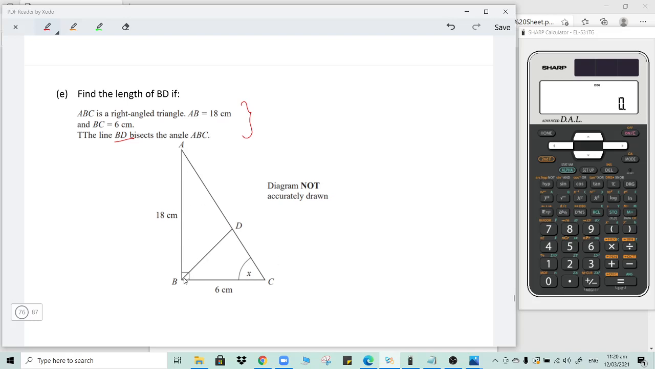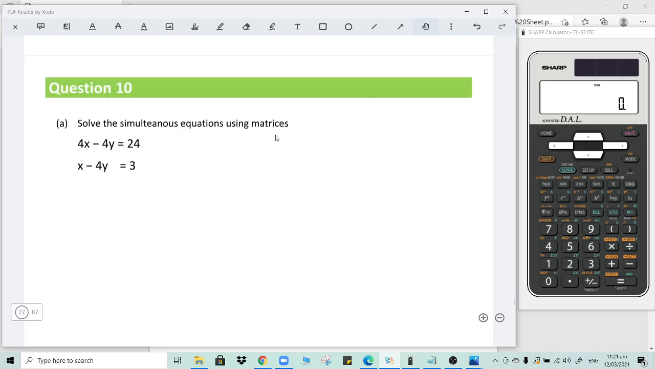Now, if this is 90 degrees and they are saying BD bisects this angle, this has to be 45 degrees, right? Because it bisects the angle. In case you don't know what bisect means, bisect just means cut in half. So if you have 90 and you divide it by 2, you will get 45 degrees. So I'm going to put that down just in case. What are they asking us to find in this question?